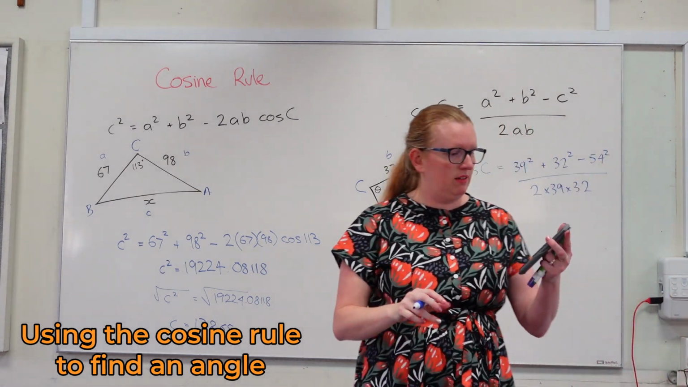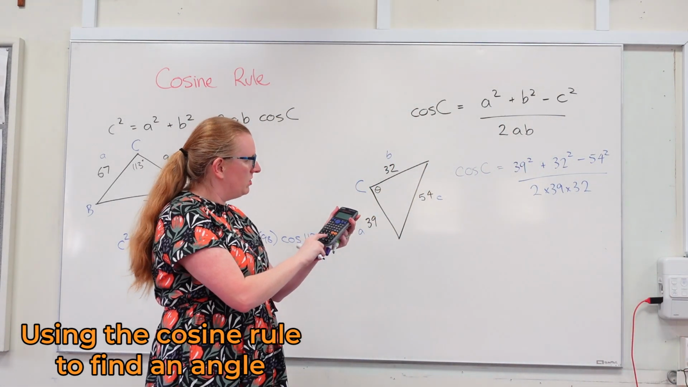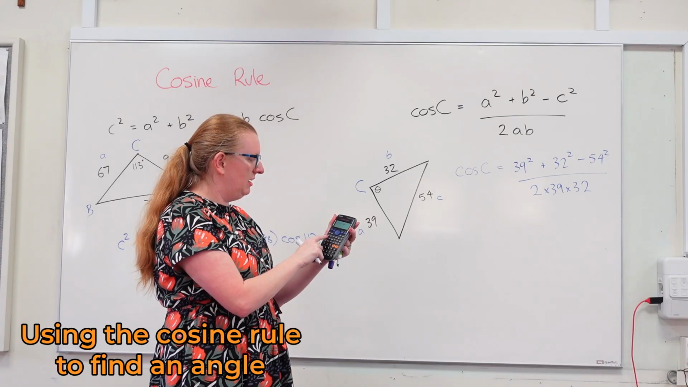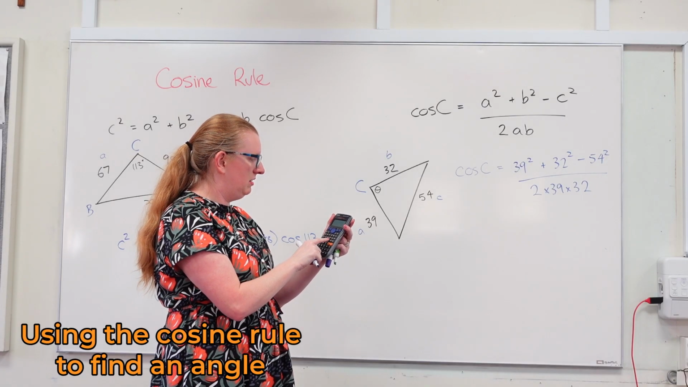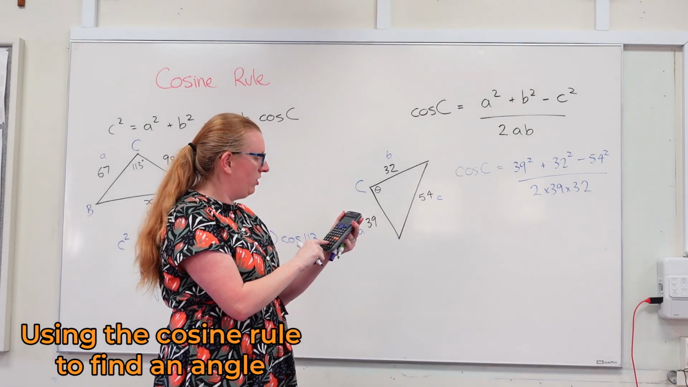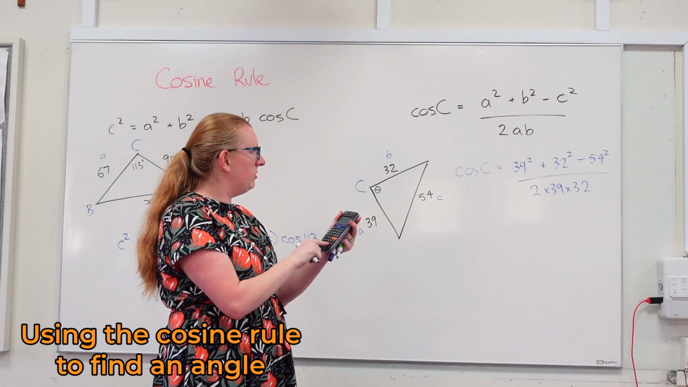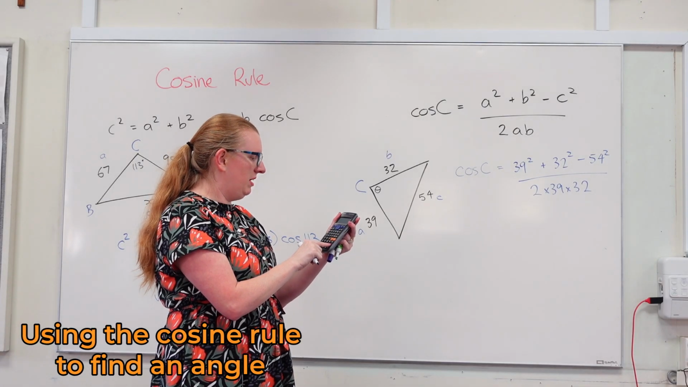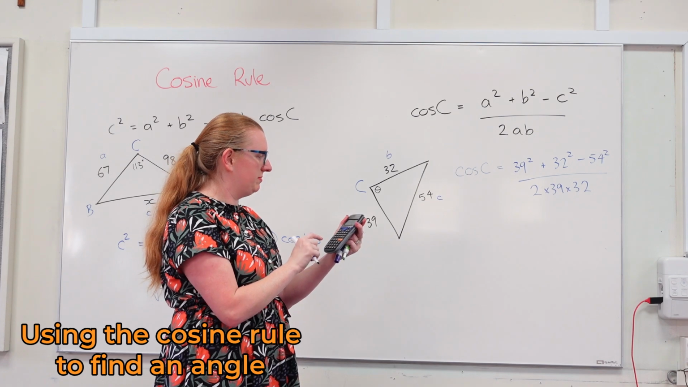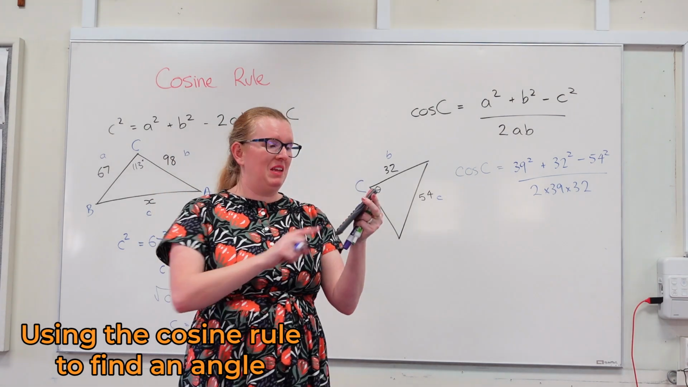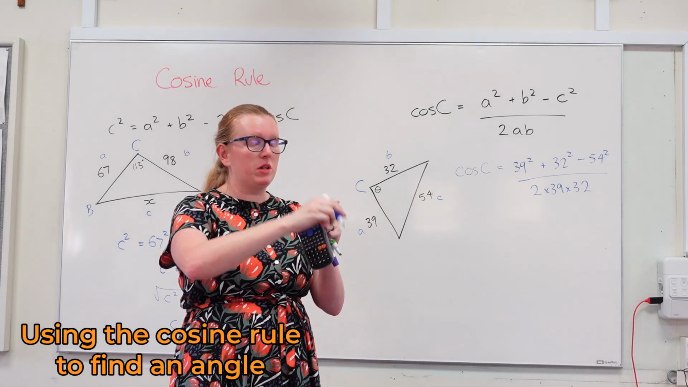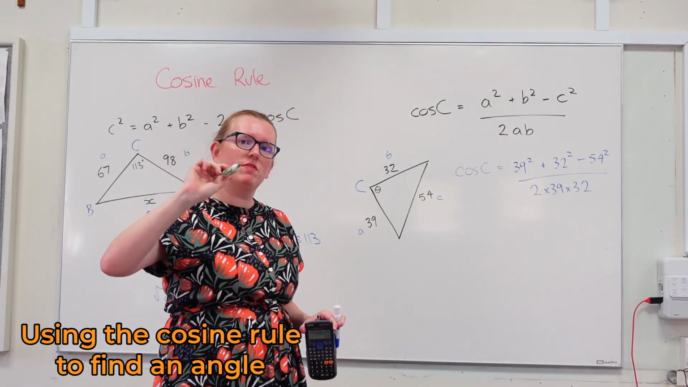Type it in to our calculator that never fails us. So 39 squared plus 32 squared minus 54 squared over, I typed it wrong, how embarrassing. Let's try it again: 39 squared plus 32 squared minus 54 squared over 2 times 39 times 32. Okay, we've typed it in. I get a really bizarre answer, like a negative, something weird is happening, but don't worry, because there's a magical button that we have to push when we're trying to find angles.